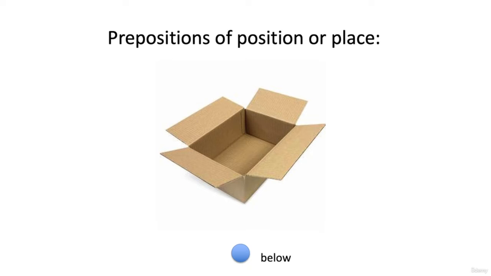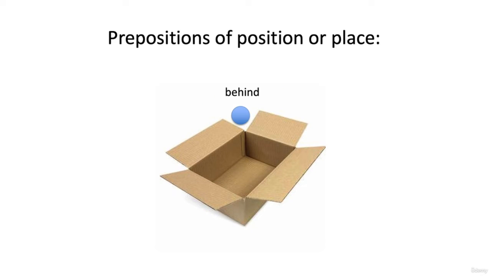Below. The blue dot is below the box. We use below when one object is in a lower position than the other. It is not touching the other object. Beneath has the same meaning as below. It is also just more formal.